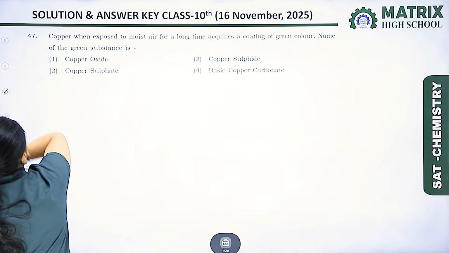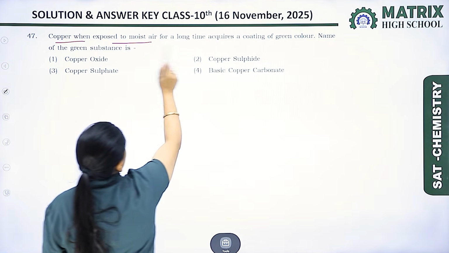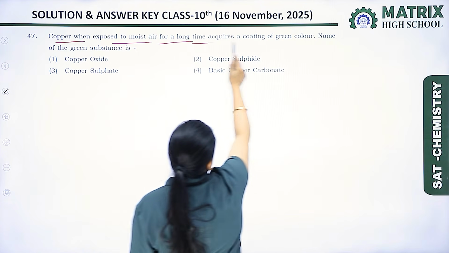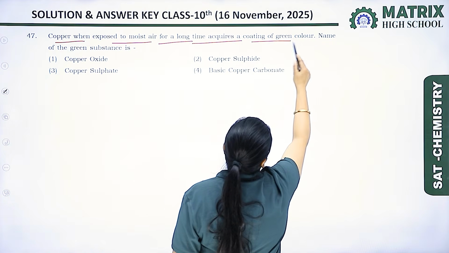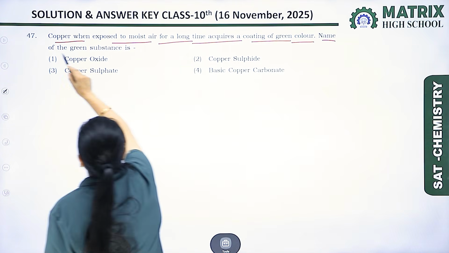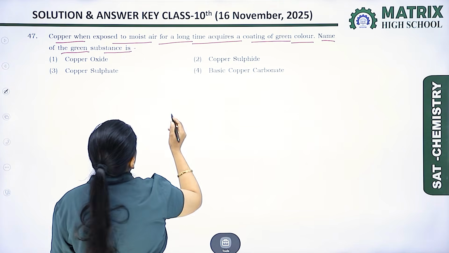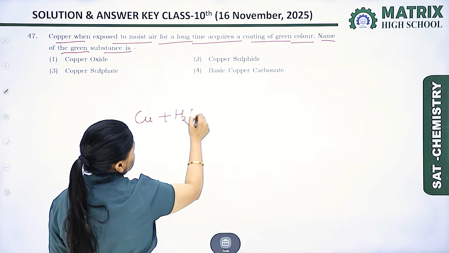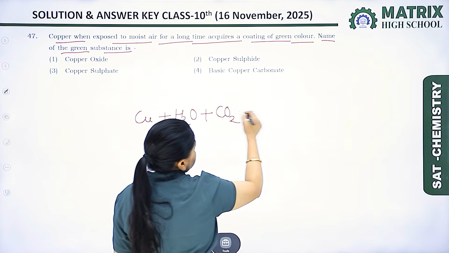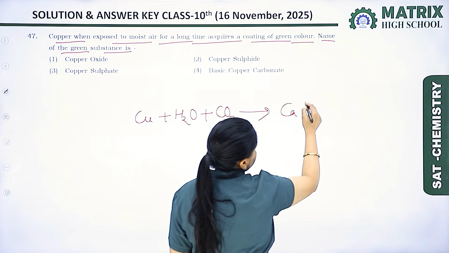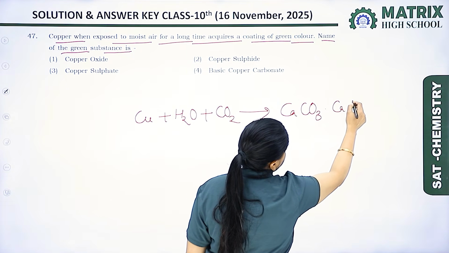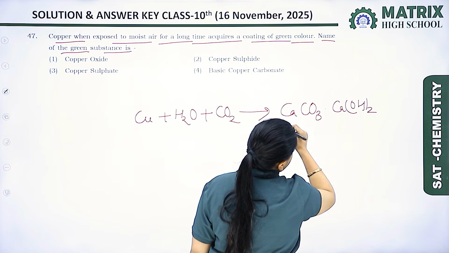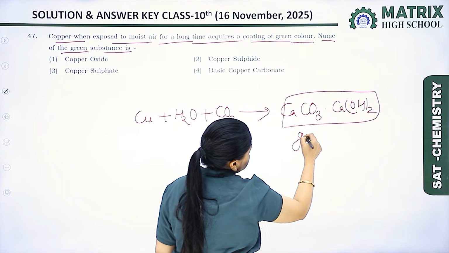Now the next question is, copper when exposed to moist air for a long time acquires a coating of green color. Name of the green substance is. Let's discuss the question. When copper reacts with water and CO2, then basic copper carbonate is formed, and this forms a greenish layer.